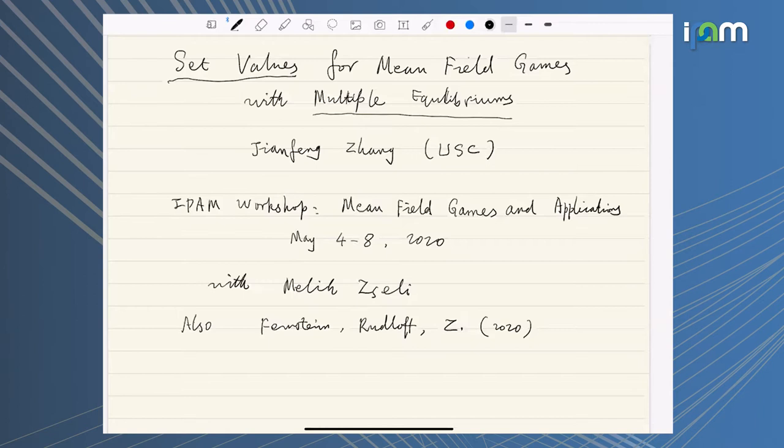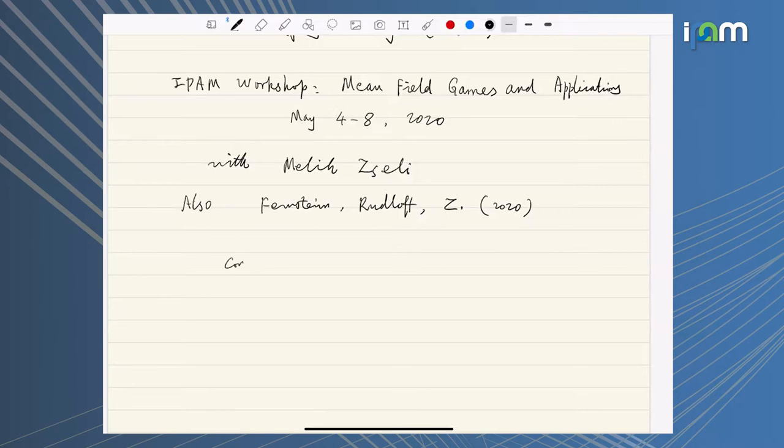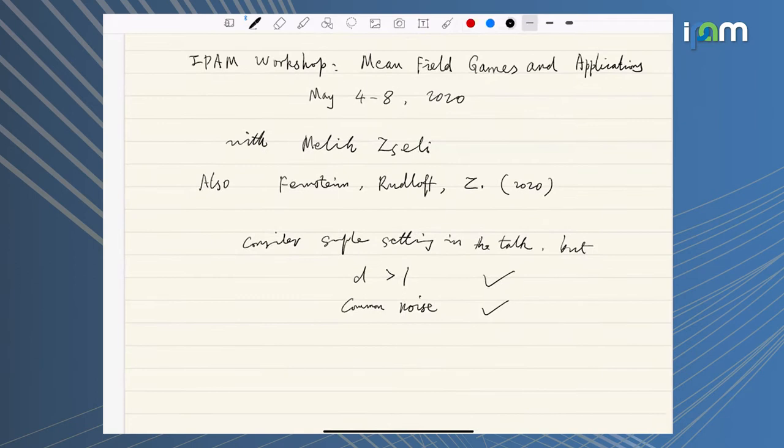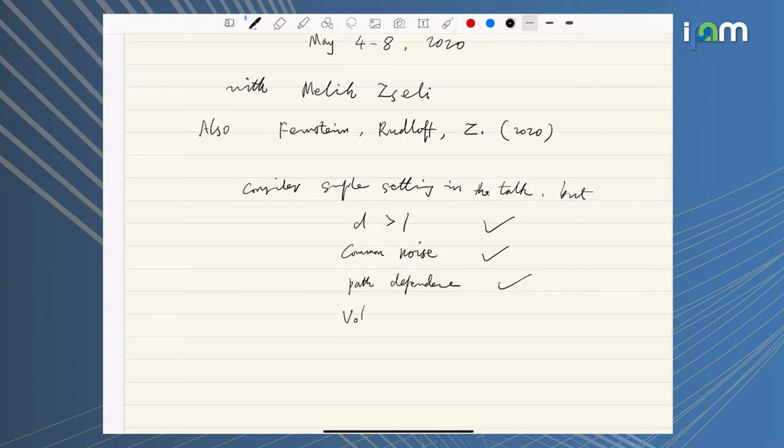As usual in the talk, I'll consider a simple setting. But the result will be true in high dimension, and with common noise. By the way, this is still ongoing work. It's not completely done, but at least as long as what Melih tells me, common noise should be fine. And path dependence is okay. Another thing I was expecting to be true is volatility control. Right now we consider only drift control. We are not sure. Technically it's difficult, but I don't understand whether it's a technical reason or a fundamental structural reason. So I don't know.